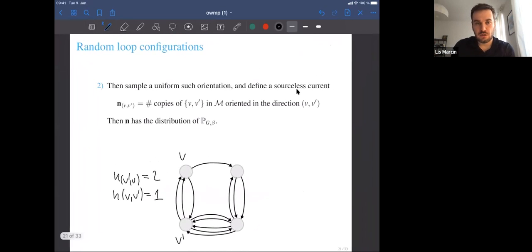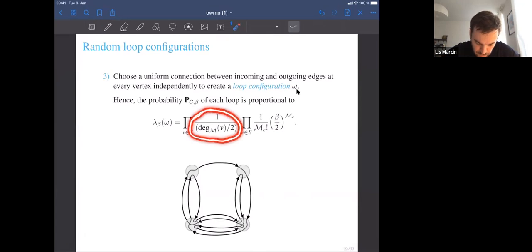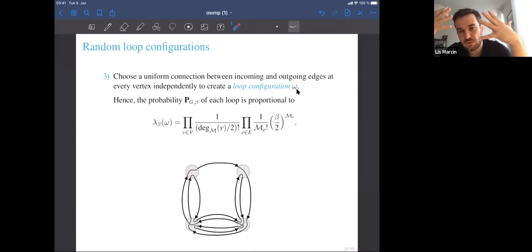What we want to do is make it into a loop configuration, which is that at every vertex, we connect these incoming arrows with the outgoing arrows, and we do it in a uniform way and independently for any two vertices. In statistical mechanics weight terms, this is equivalent to assigning to each such loop configuration an additional multiplicative weight, which is just 1 over the degree of each vertex over 2 factorial. This is the number of permutations of these arrows. There are degree over 2 arrows which are incoming and degree over 2 arrows which are outgoing, and there is a factorial number of ways that you can connect them up into a loop configuration. The corresponding picture we call a loop configuration.